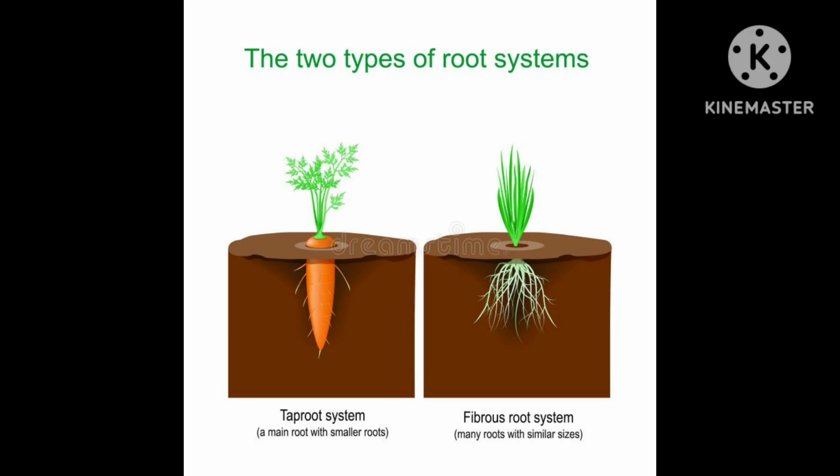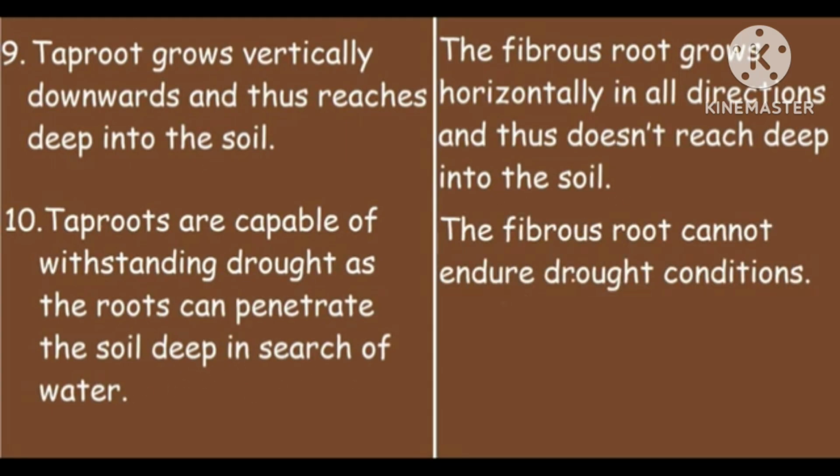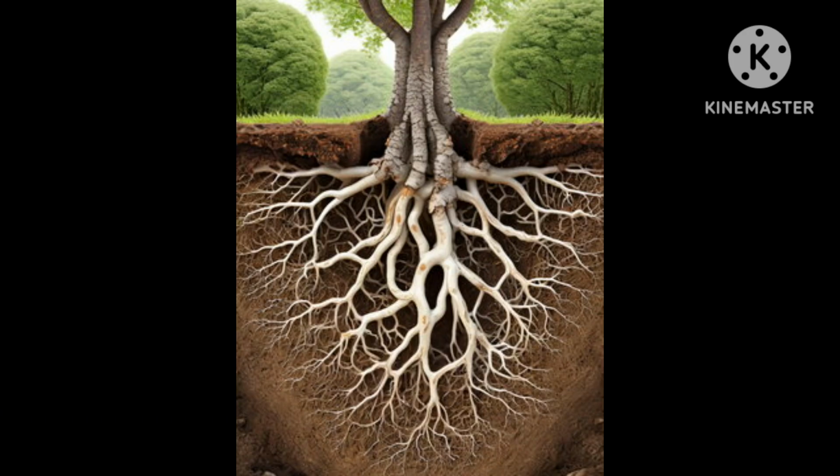You can see here the taproot grows vertically downwards and thus reaches deep into the soil, whereas fibrous roots grow horizontally, moving in all directions, and cannot go deep into the soil. Taproots are capable of withstanding drought as the roots can penetrate the soil deep in search of water, whereas the fibrous roots cannot endure drought conditions as they won't penetrate inside.